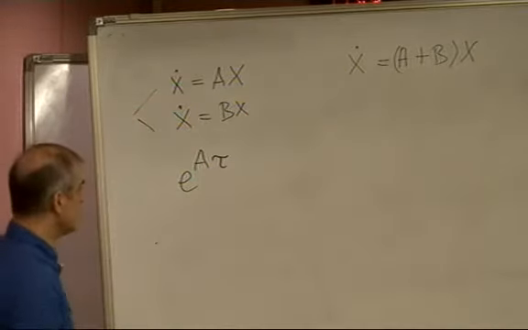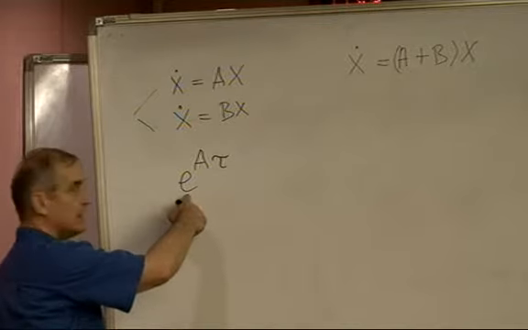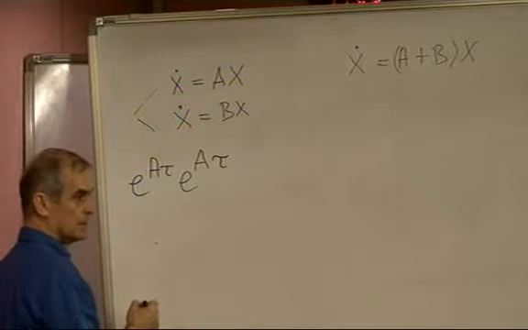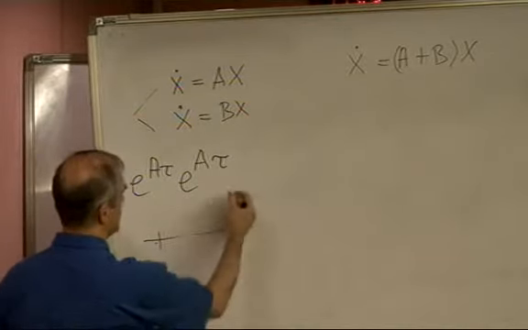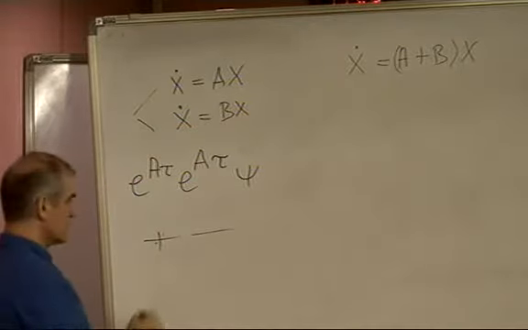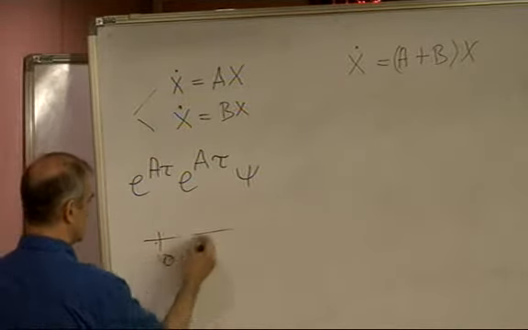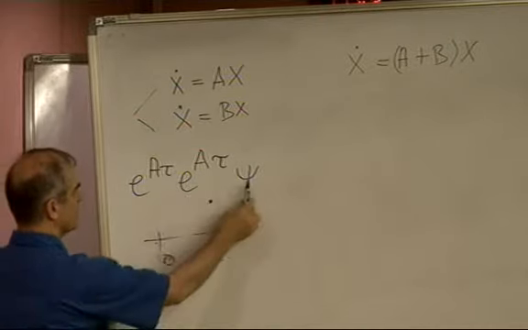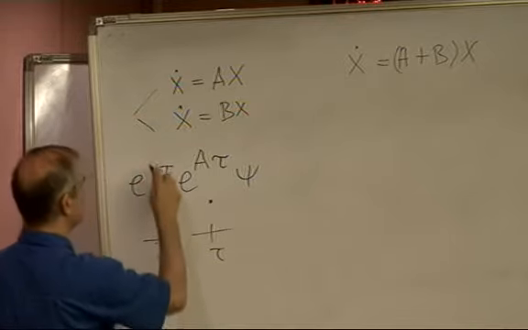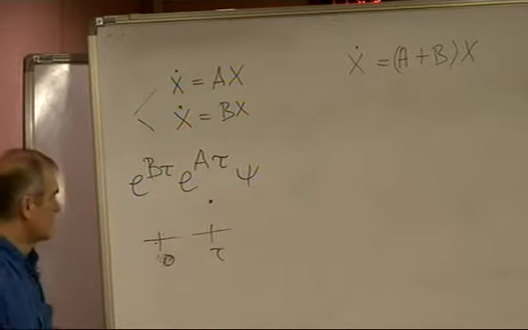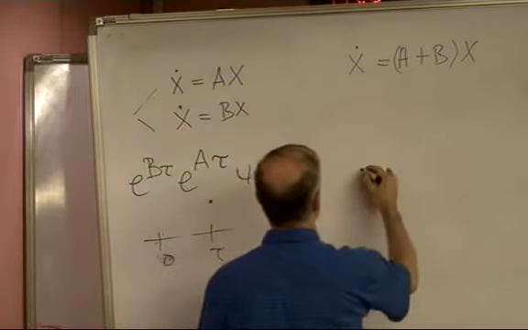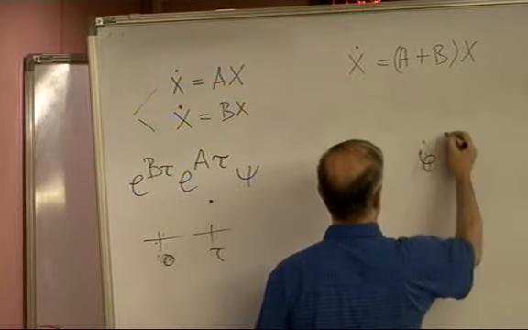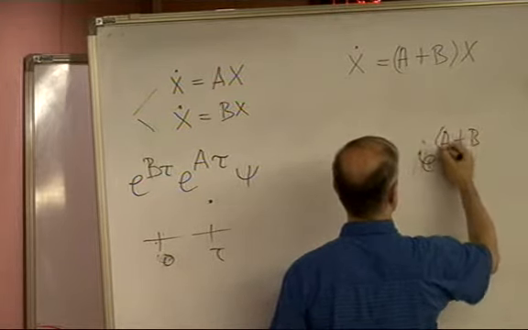So then the splitting means that this is used, and then the other one, e to the A tau, in order to get, when starting from an initial condition here, the approximation at time tau. Yes, first, oops, I wanted to write B. And this is the approximation for the solution, which we know is e to the (A plus B) times tau on psi.